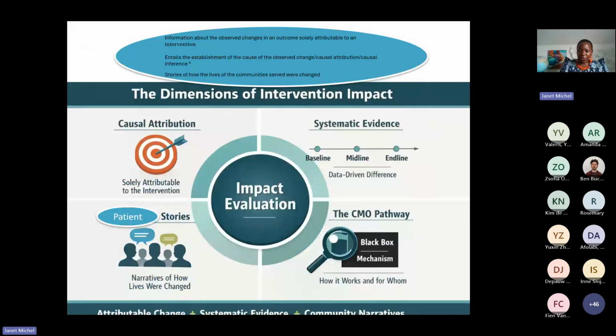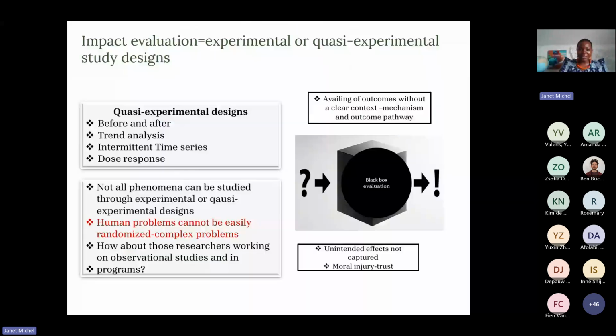So we are really talking about opening that black box, trying to identify what exactly caused the change in the observations in the outcome, and how that has come about. So this clear context, mechanism, and outcome pathway. Hence the importance of stories or qualitative data in addition.